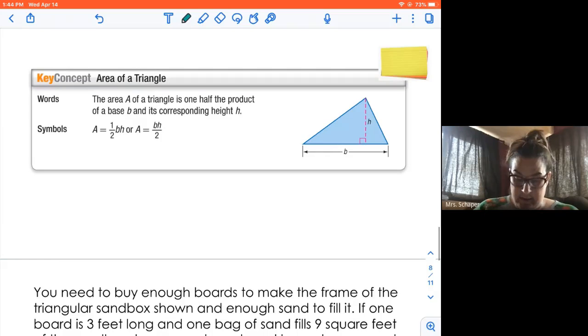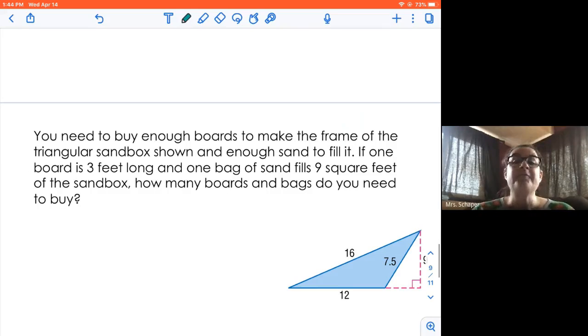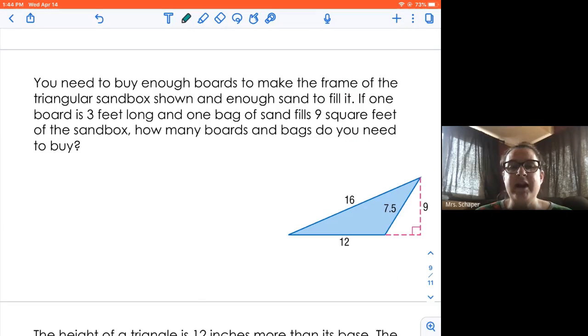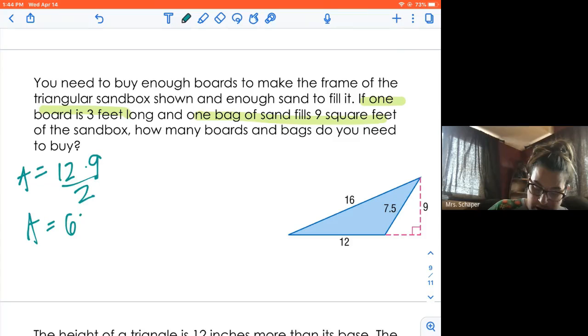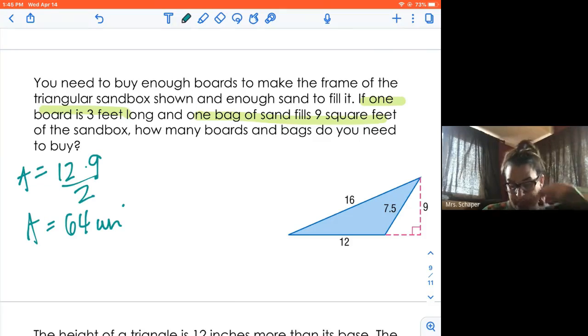Okay. All right. You need to buy enough boards to make the frame of the triangle sandbox shown below. If one board is 3 feet long, and one bag of sand fills 9 square feet, how many boards and bags do you need? Well, bags of sand is area. So for this, I'm going to take that the area is equal to the base times the height divided by 2. So the area is 64 units squared.